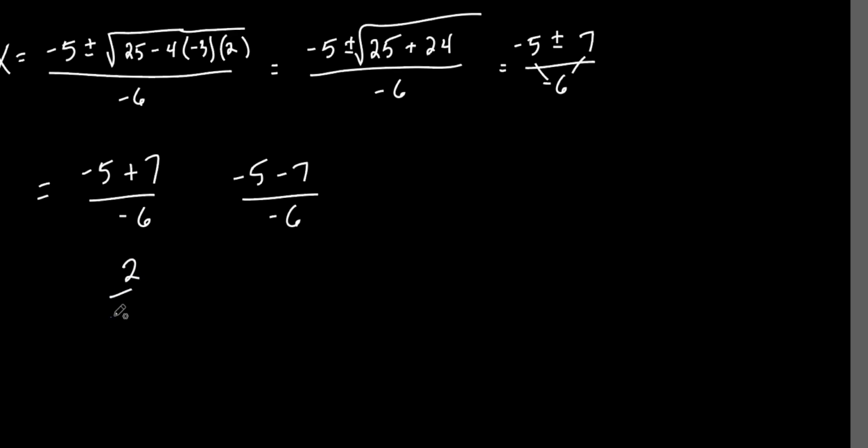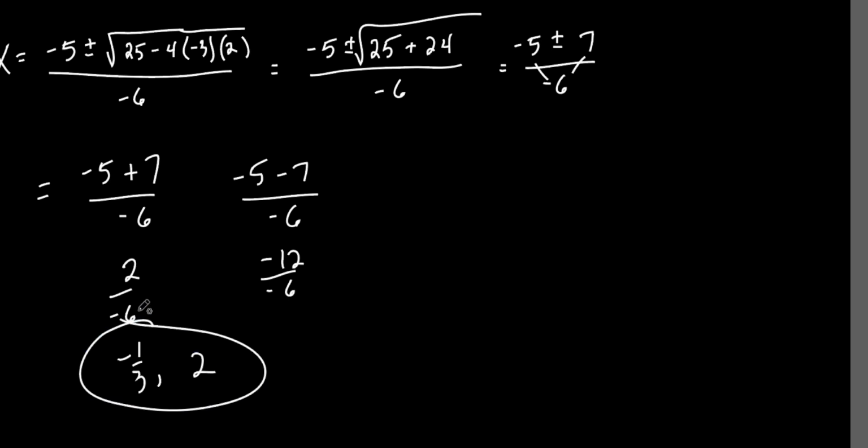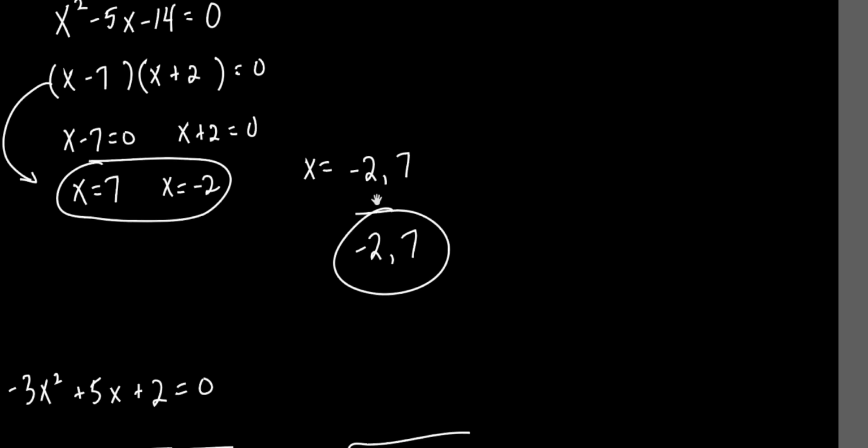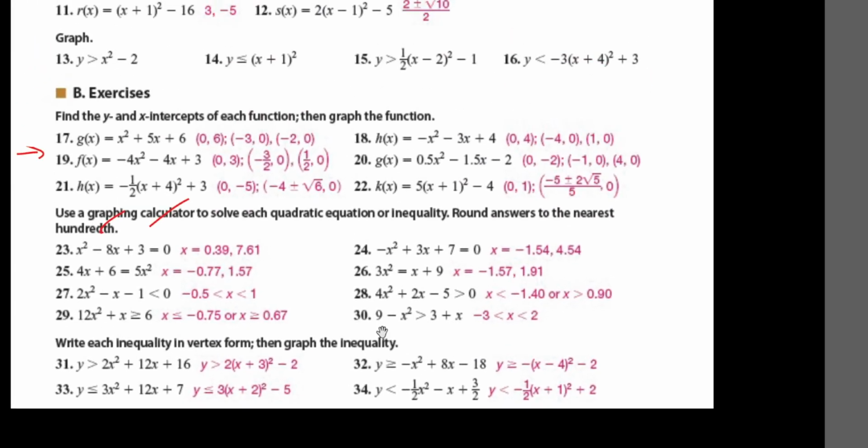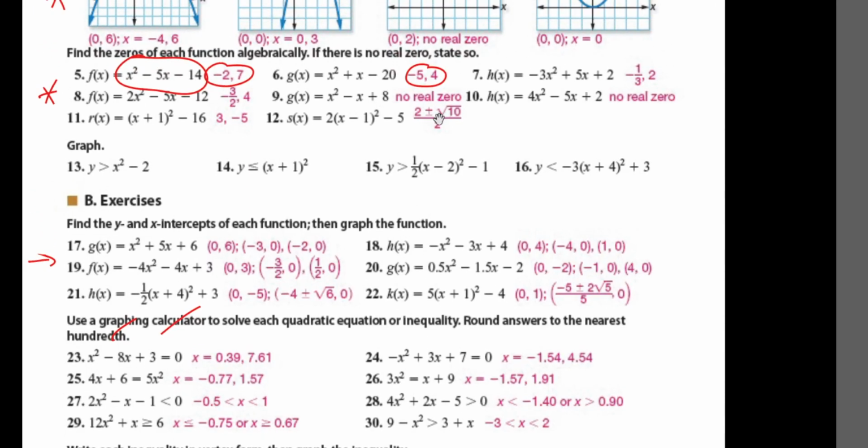All right, so what is this? 2 over negative 6, and that gives you negative 1/3, so there's 1. And this is negative 12 over negative 6, that gives you positive 2. And there you go, there's your zeros. That looks more familiar. That other one came out kind of weird like that.